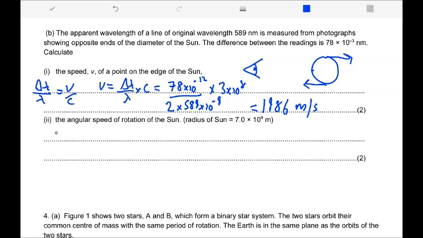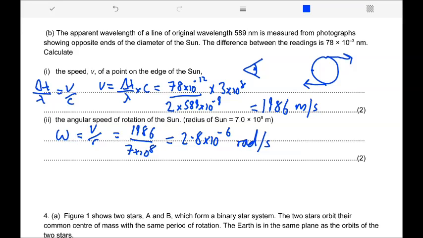And then for the second part, we then need to use this speed to work out what the angular speed is. Well, remembering the circular motion part of the course, omega equals V divided by R, where omega is the angular speed of rotation, V is the linear speed, and R is the radius of the circle. So V divided by R then becomes 1986 divided by the radius of the sun, which we're given as 7 times 10 to the 8. And so we get an angular speed of about 2.8 times 10 to the minus 6. And the units for angular speed are radians per second.